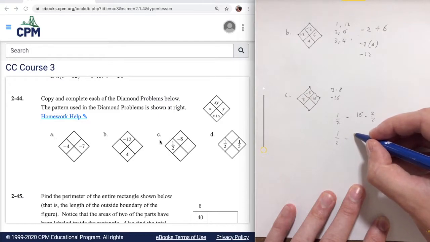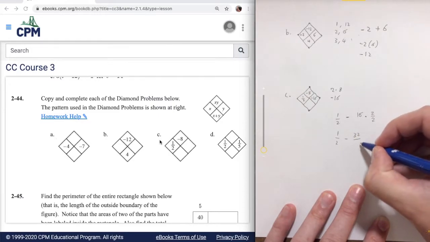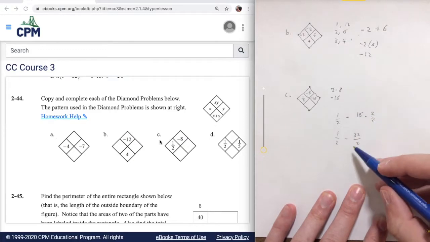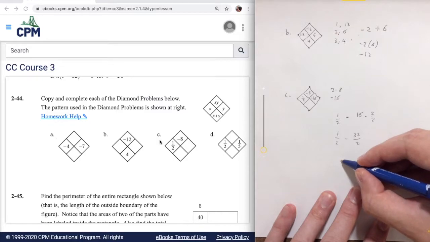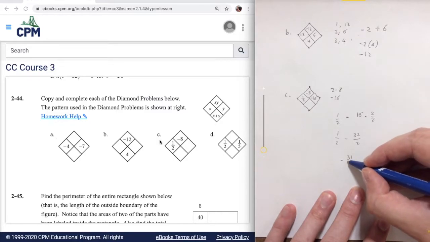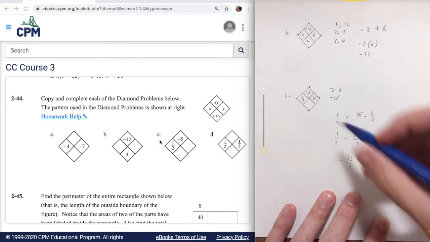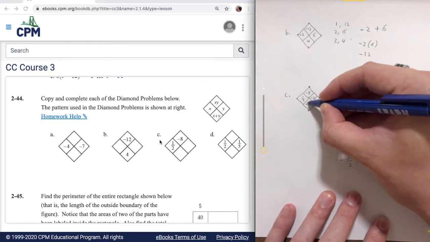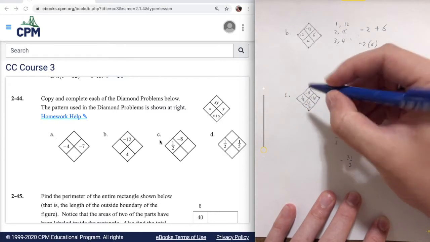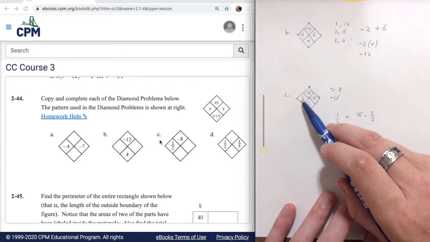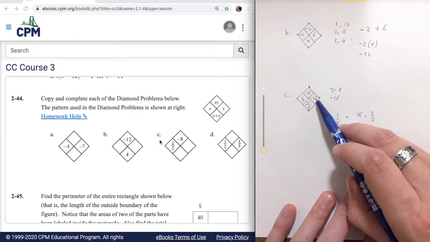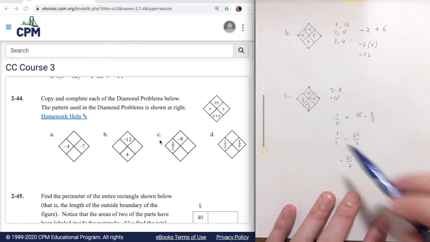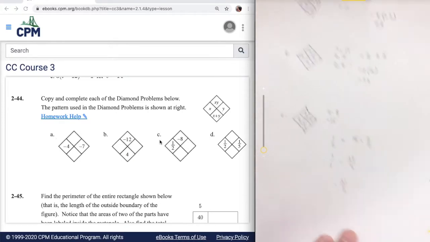And when we do that, we get 1/2 minus 32/2. And then that one is just going to be -31/2. So that's what you can write down here. Now you could also say that this 1/2 is just 0.5, and add 0.5 to -16, which will be -15.5. So that's another way you could do that one.